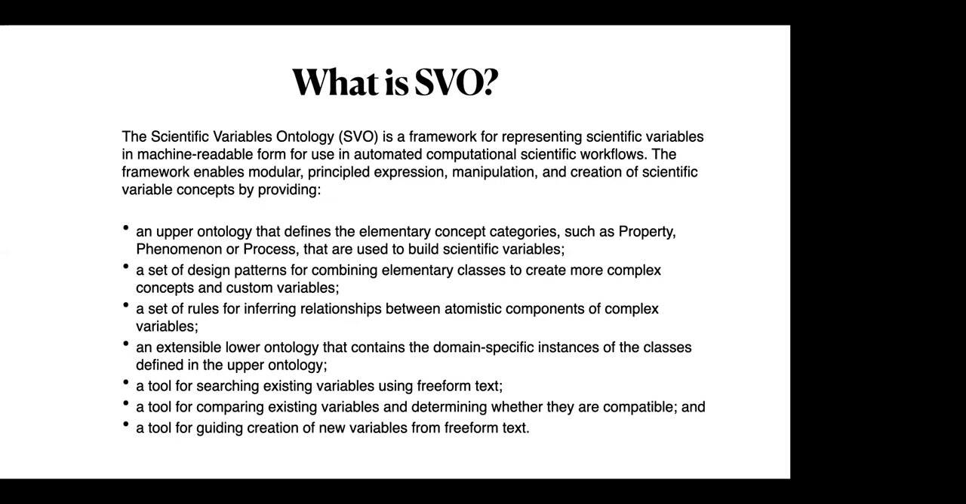And the first one is an upper ontology, which essentially just defines a set of elementary concept categories. Some might use the term atomistic. And some of these primary ones are the property, the phenomenon, or the process. And these are used to build complex scientific variables. So these concept categories, you can think of them as ways to classify your terminology.